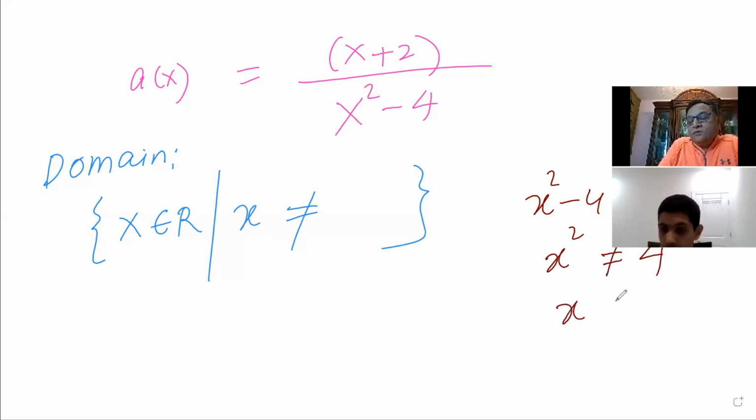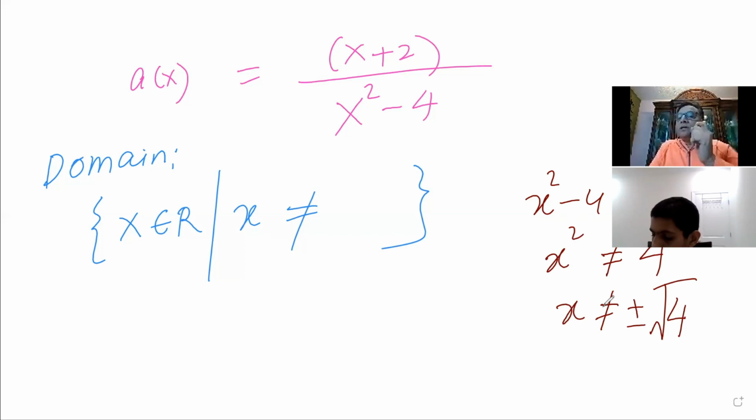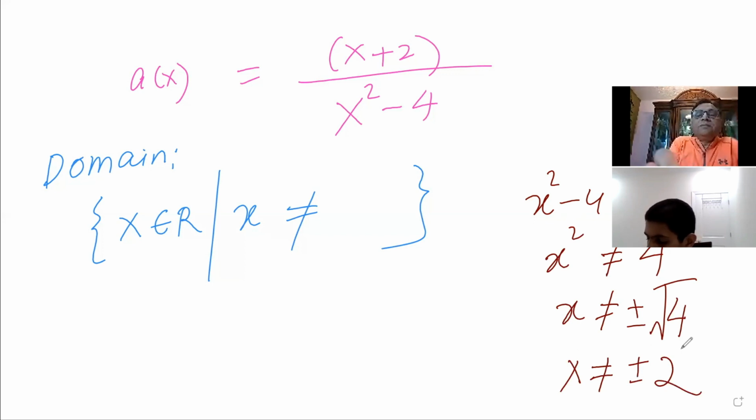x squared is not equal to 4. So what is x not equal to? Tell me. Plus and minus 2. Whenever you take a square root, you have to do plus and minus. So x is not equal to plus and minus 2. These are the two restrictions on this particular function. And therefore, we will write that x is not equal to plus and minus 2.